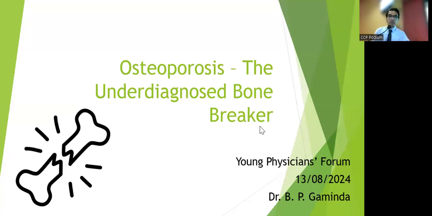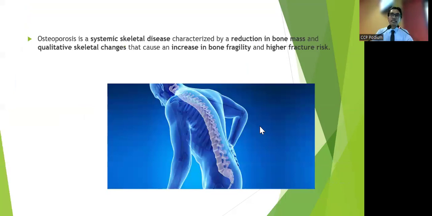So my talk today is about an underdiagnosed condition in the general medical setup, but it is much more prevalent in society, and it is of great clinical importance as well. Osteoporosis. As the name implies, osteoporosis means fragile and weak bones. It is a systemic skeletal disease with reduction in bone mass due to qualitative skeletal changes, thus increasing bone fragility and the risk of fractures.